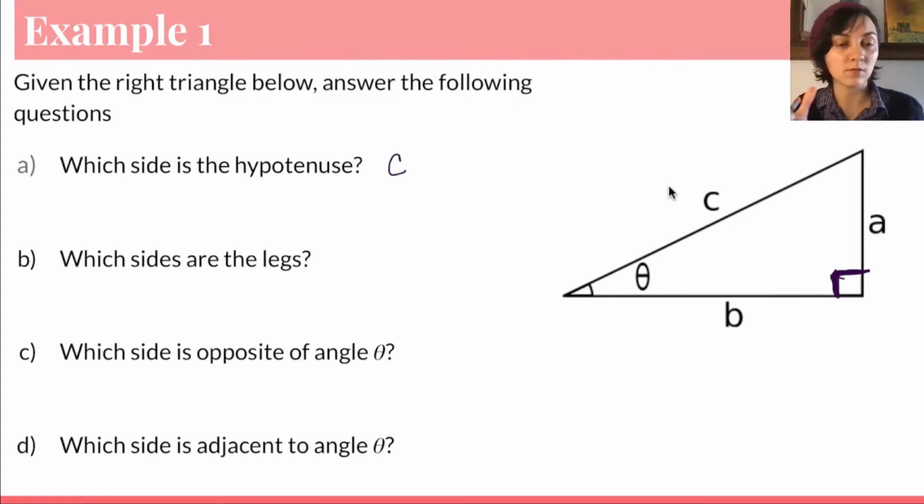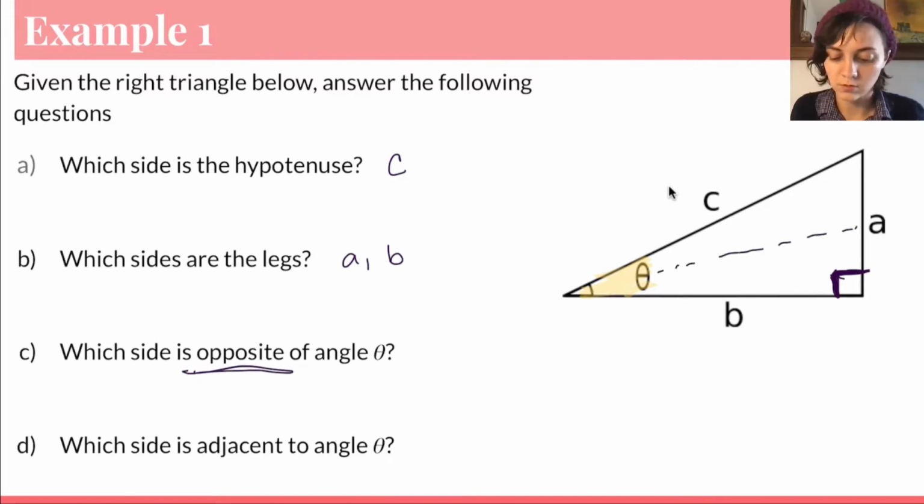Which means my other two sides, those are my legs, A and B. So A and B are legs, while C is the hypotenuse. Alright, now we're going to look at angle theta. So there's my theta, that angle. And we're asked which side is opposite of angle theta. So opposite means across from. A is opposite of angle theta.